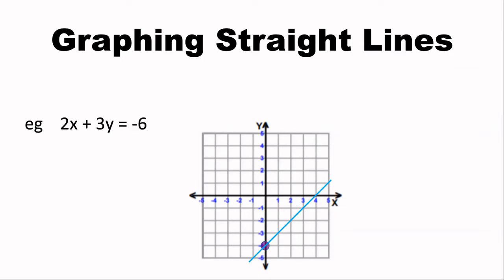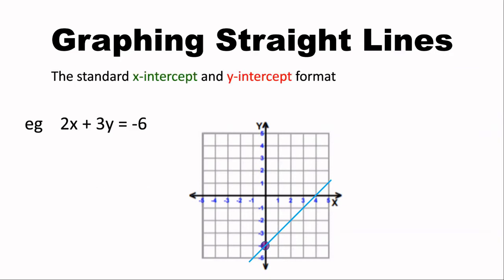We can also graph lines when they're not in that format. This example here is in the standard x-intercept and y-intercept format, because it's the best format to find both of these intercepts. I've got some number of x plus some number of y equals some number. I can easily find what x will be when y is equal to 0 and what y will be when x is equal to 0. So let's give this a try.